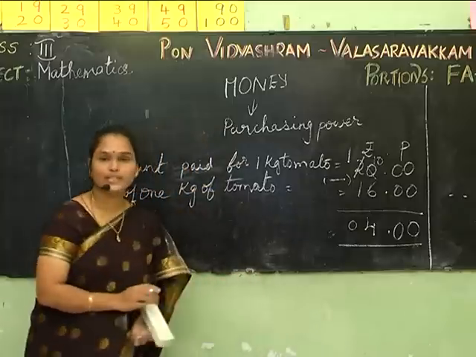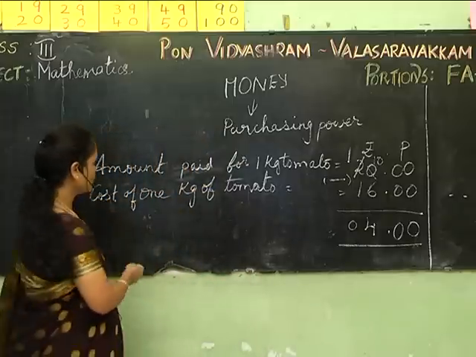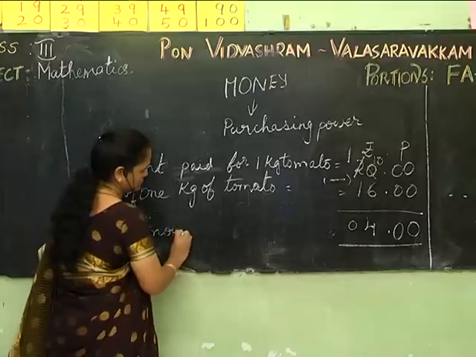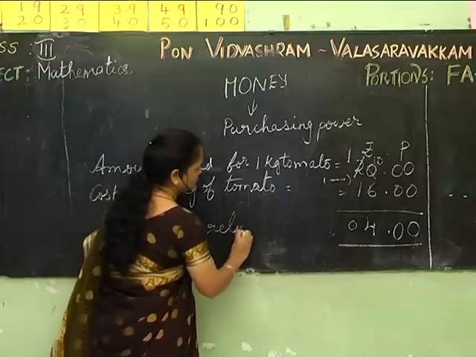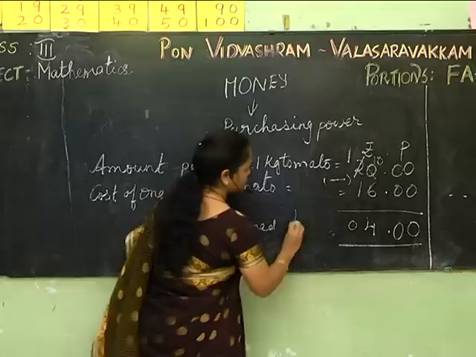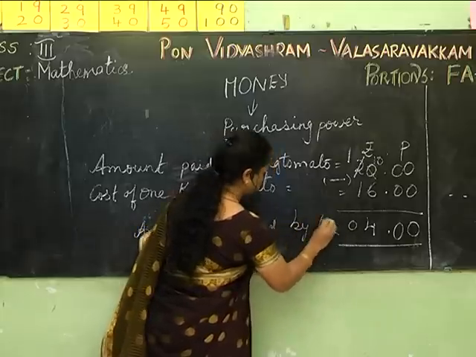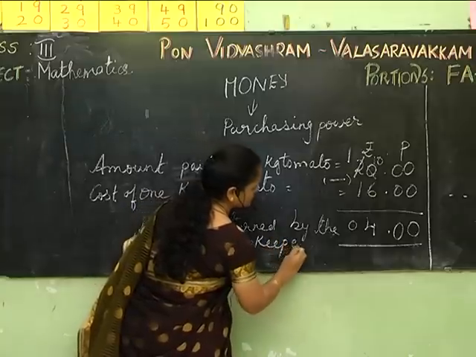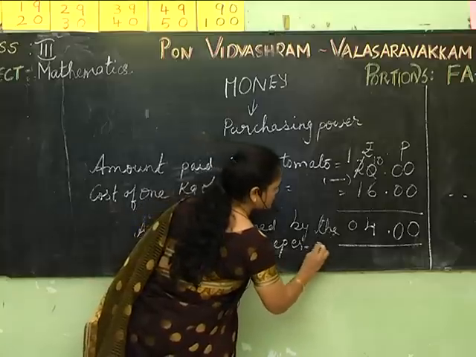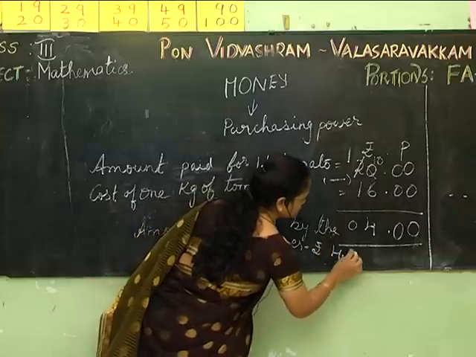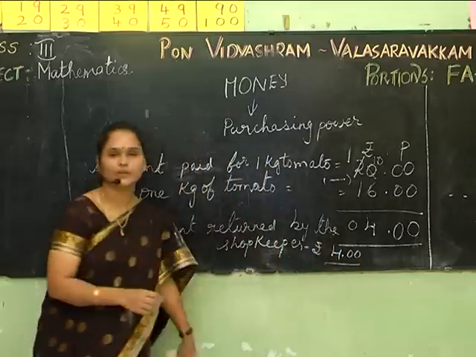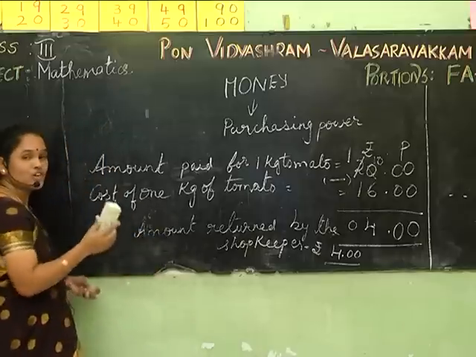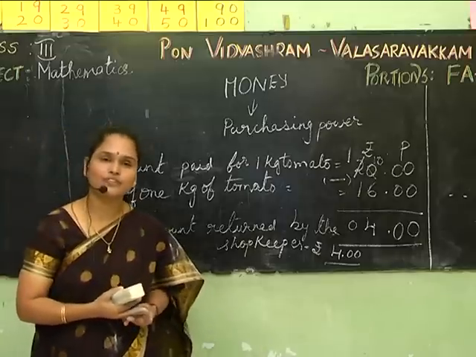Now, how much will the shopkeeper give you back? You will receive, or your mother will receive, amount returned by the shopkeeper is rupees 4. Okay, I think you all understood how to do it. Addition of money and subtraction of money.